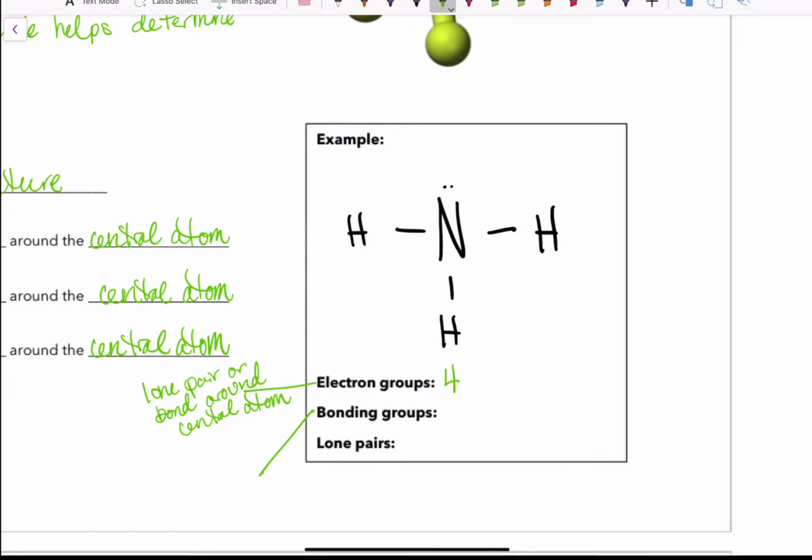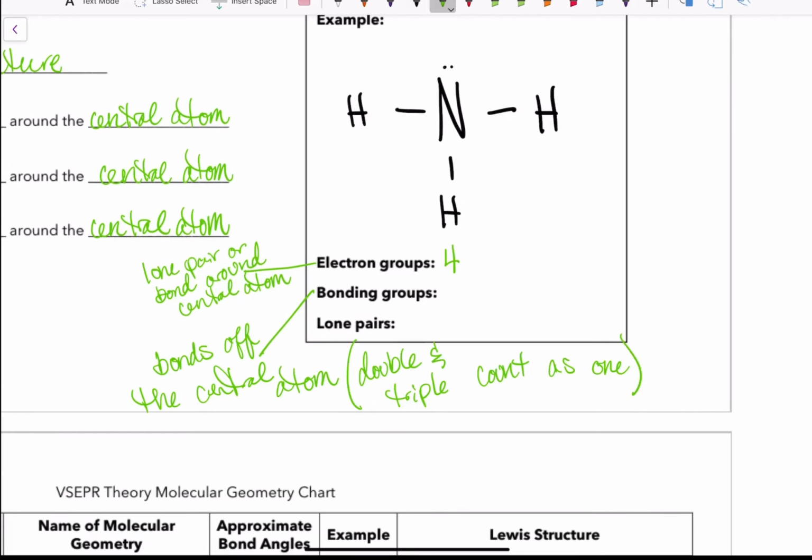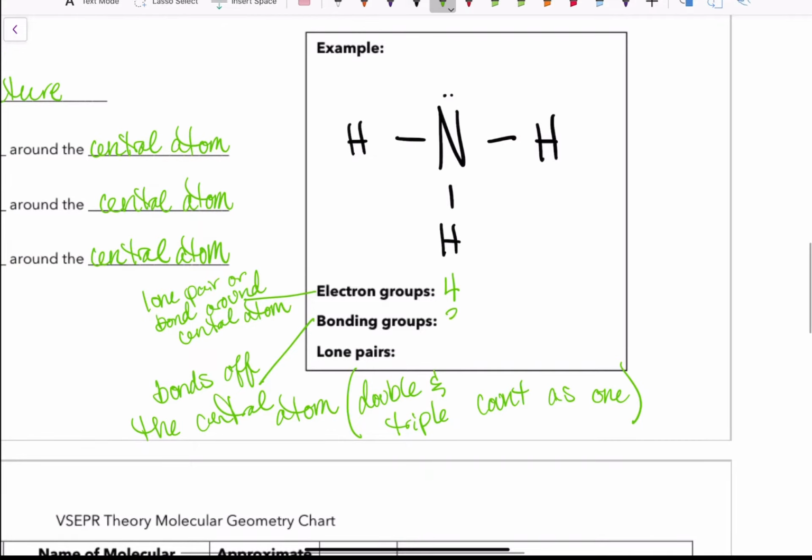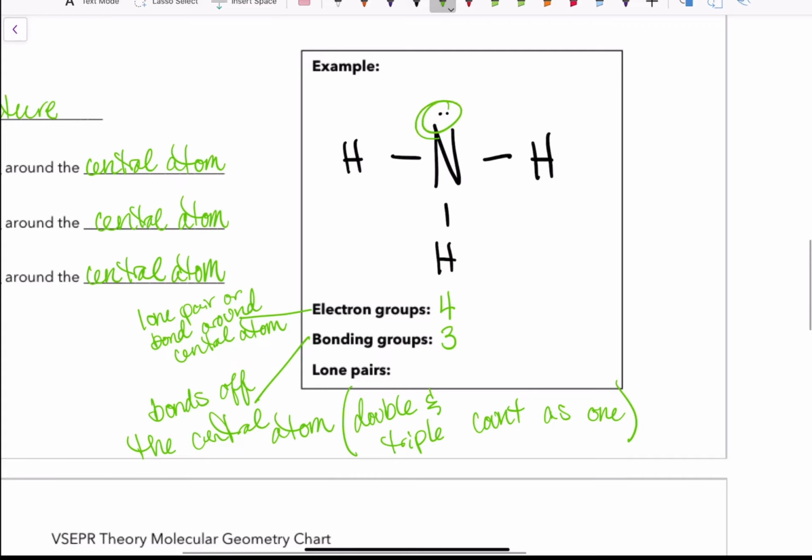Next, we have bonding groups, and bonding groups are exactly what they sound like. How many bonds are coming off of that central atom? Now here's the thing though, double bonds and triple bonds only count as one bonding group. So for this one, we have 1, 2, 3 bonding groups around nitrogen. And lastly, our lone pairs, we only have 1 lone pair on nitrogen, so just 1.